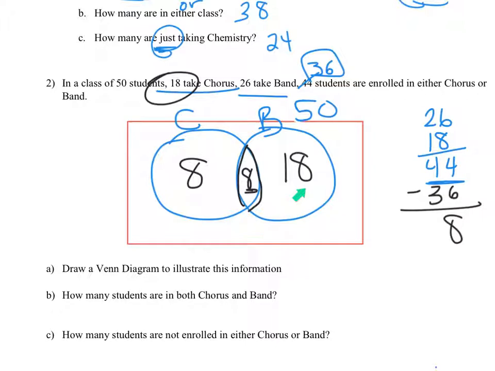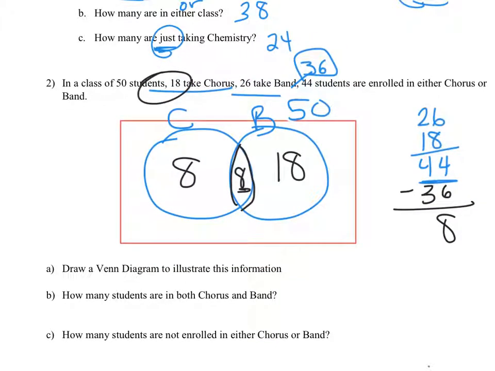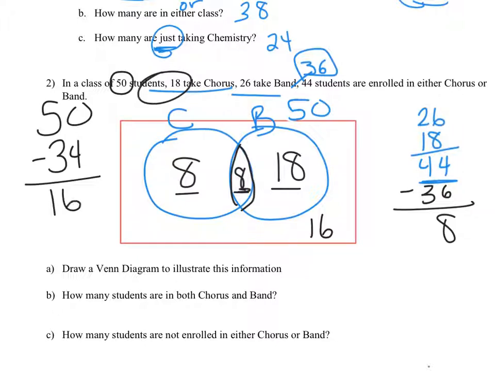Okay, so that's how you set this up. You can also figure out how many are in neither, the box on the outside. You add all of these up and figure out that number. So take a second and find that number. Okay, that number would be 16. The way you got that is you added these 3 together. You should have gotten 34. Then 50, because there's a total number of 50 students, minus 34. So all of these need to add up to 50.